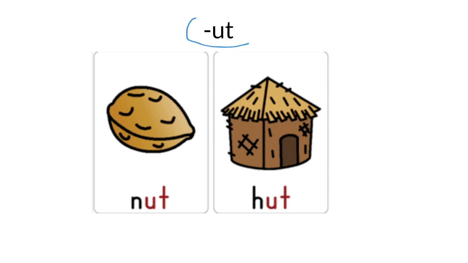Now let's take a look at some of the ut word family. Do you know what this is? Yes, it's a nut. N-ut, nut. What word rhymes with nut? Yes, this one. Do you know what this is? Hut. Listen to the sound of the two words. Nut, hut, nut, hut. They have the same ut sound at the end. Can you think of other words that end with ut?